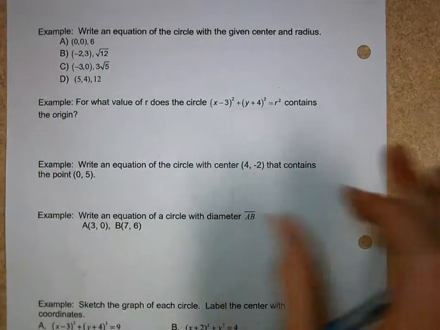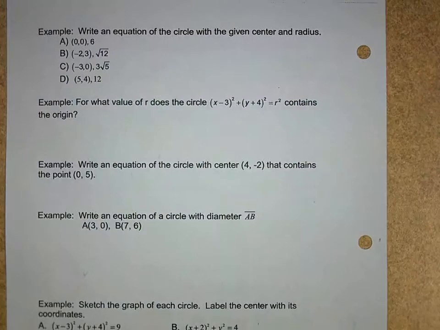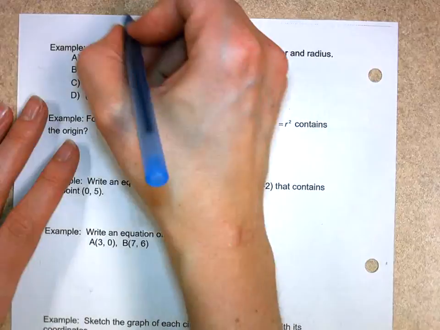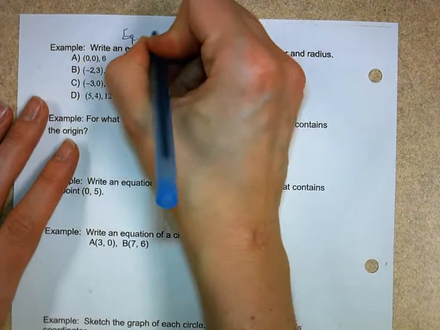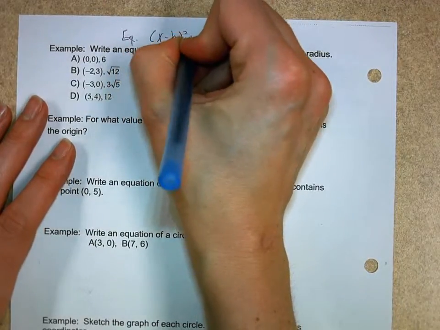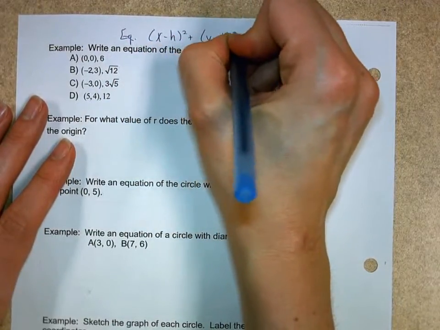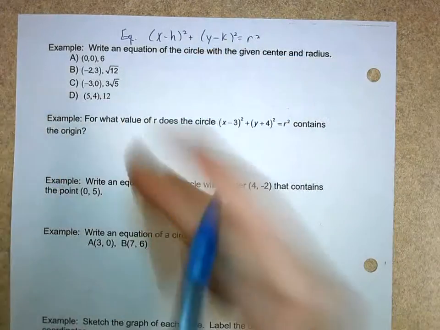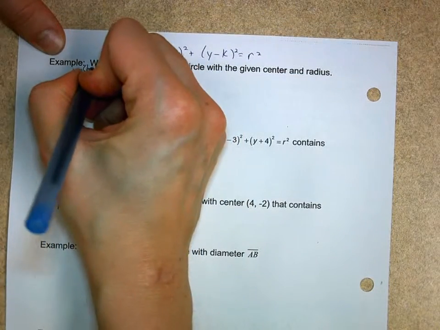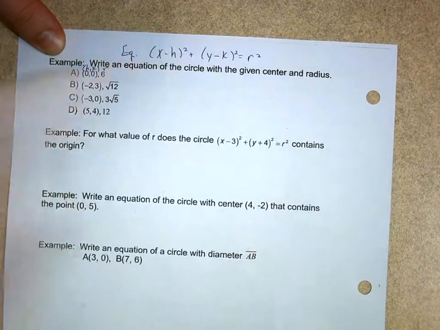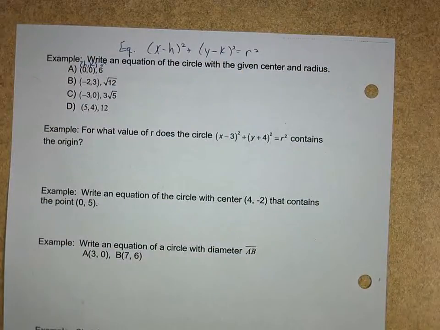Okay, now the next one says write an equation of a circle with the given center and radius. You only have one form. Remember, your equation form is just (x minus h) squared plus the quantity (y minus k) squared equals the radius squared. The first part has all of our h and k's, and then we have our radius. Always make sure you completely square the radius for your final answer.